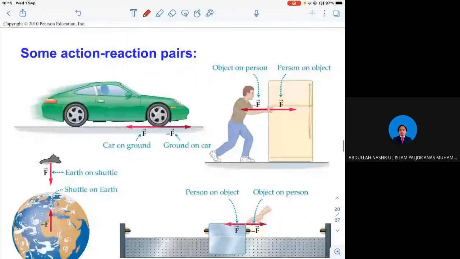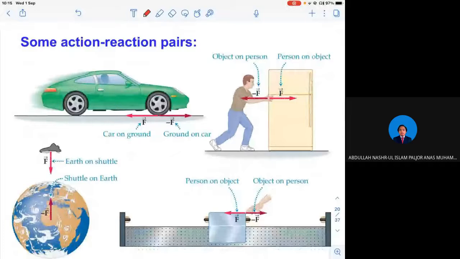For example, you can see here a man pushing a refrigerator. This is his force, and at the same time he is also receiving a force from the refrigerator. Because he is applying a force to the refrigerator, it will give a reaction to that force that is equal in magnitude but different in direction. This man is pushing to the right, and the refrigerator is giving a force in the opposite way, which is going to the left.